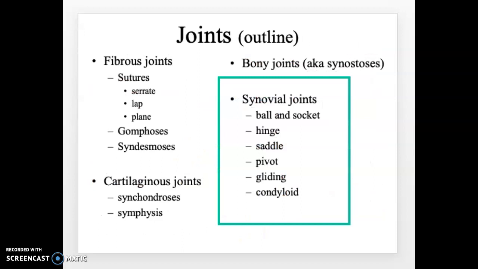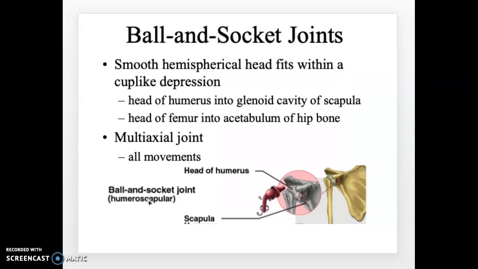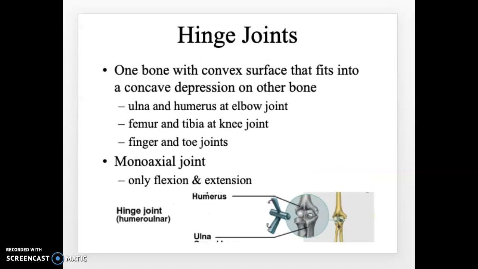So we'll go through each of the different types of synovial joints. So ball and socket joints, literally a ball in a socket. So this is your humerus into your scapula in your shoulder, or your femur into your os coxae in your hip. Okay? These are multiaxial. These can move in all directions. Hinge joints. So this is like your femur and your tibia in your knee. They move in one direction. You can flex and extend from that joint.